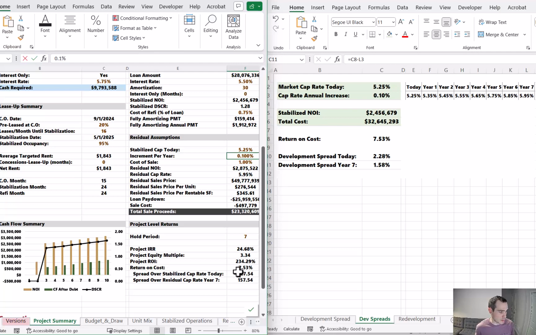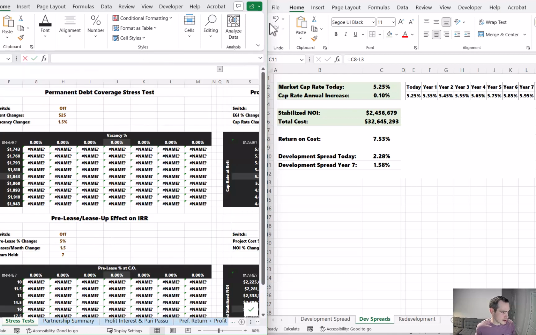This is your development spread today, the 2.28%, and then how that would look 7 years from now when we would sell the asset, and it's a 1.58% spread. This metric is so important. I have an entirely independent analysis dedicated to it in the stress test section.